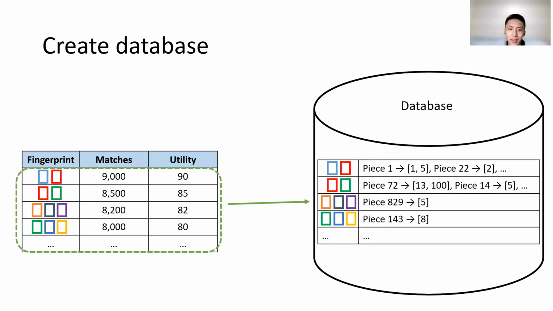Then we construct a reverse index for each n-gram, specifying the pieces and offsets where it occurs in the database. For example, this shows that the blue-red 2-gram fingerprint occurs in piece 1 at offsets 1 and 5.